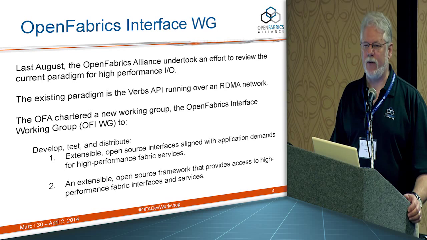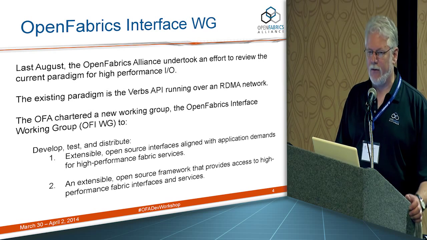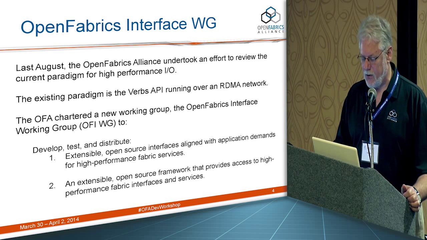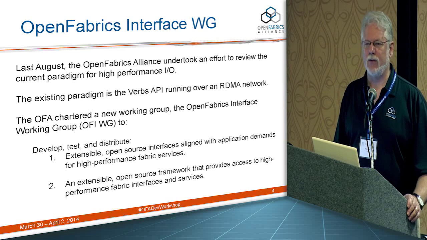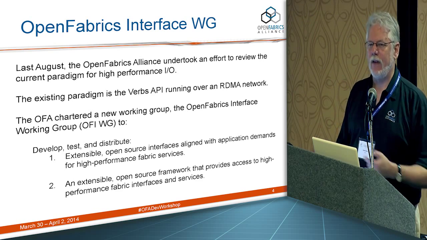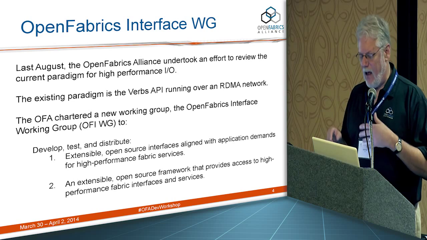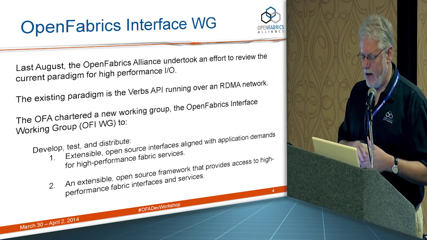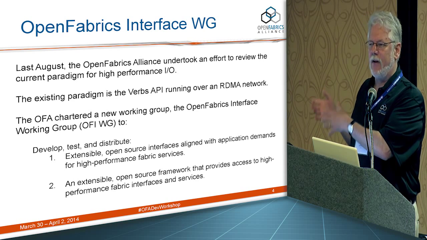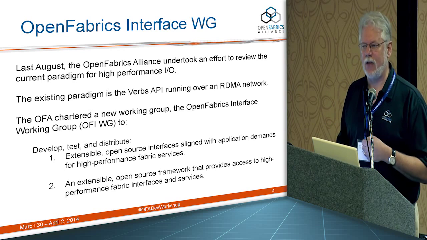And it gave it this specific charter. And it's interesting and worthwhile to understand the charter in detail. I'm going to read them in reverse order. The second was an extensible open source framework that provides access to high-performance fabric interfaces and services. So there's this notion of a framework that contains something, and the something that it contains is the first bullet there: extensible open source interfaces aligned, importantly here, aligned with application demands for high performance fabric services. In other words, we needed to be very sensitive to how people were going to use these APIs, make sure that they were responsive to what applications were doing.